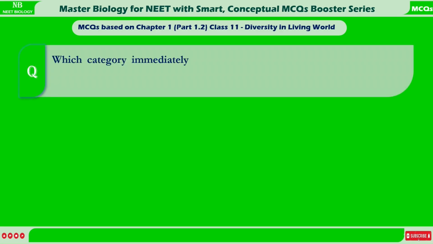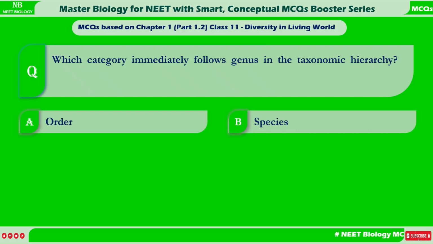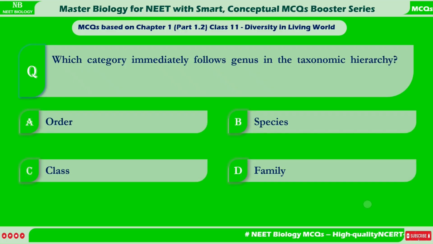Which category immediately follows genus in the taxonomic hierarchy? A. Order. B. Species. C. Class. D. Family.